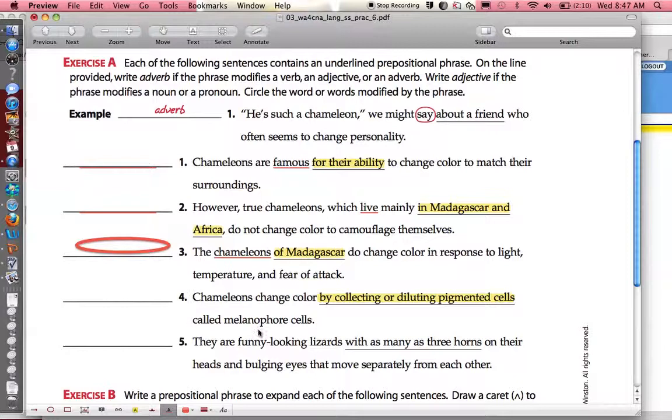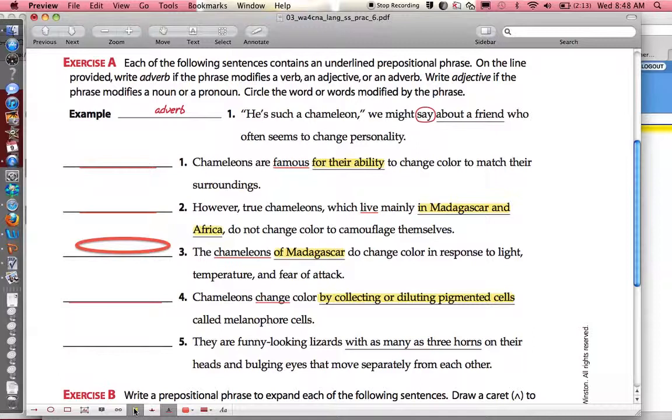So chameleons change color by collecting or diluting pigmented cells called melanophore cells. Those of you who are science people can make fun of that pronunciation. So this, by collecting or diluting pigmented cells, is telling us more about what? It's telling us more about how they change. So change is the verb. This is modifying the verb. Therefore, it is an adverb phrase.